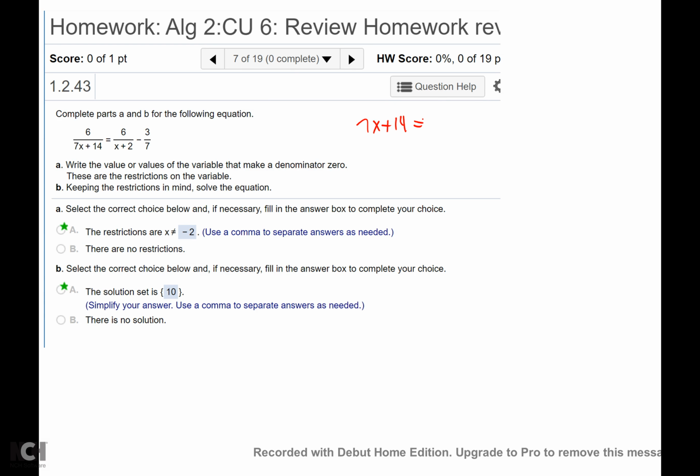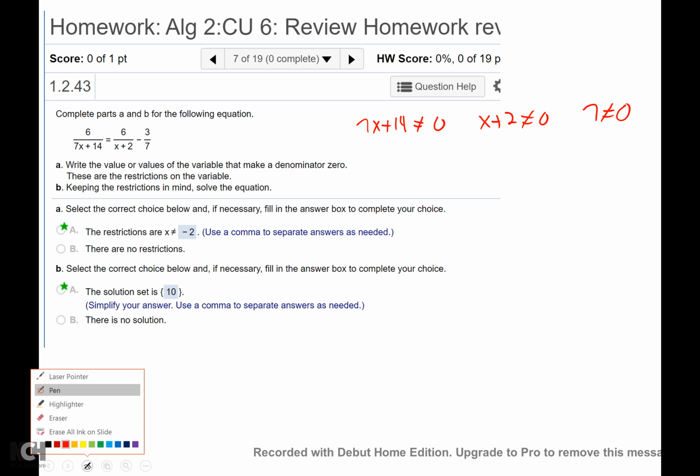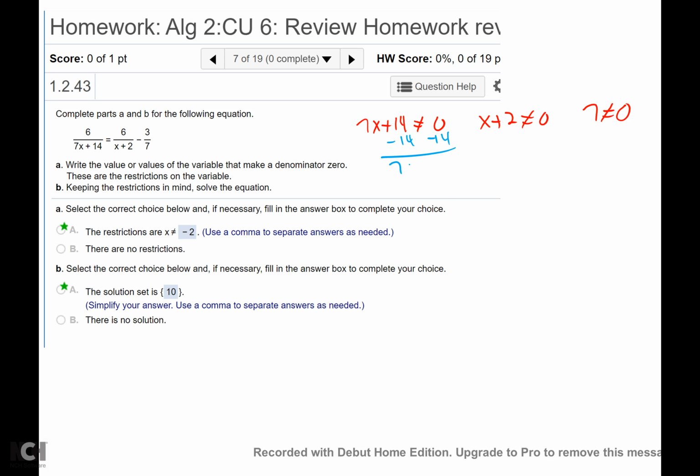Denominators may never equal 0. So I set each denominator to not equal 0 and get x alone. Minus 14: 7x may never equal negative 14. Divide by 7: x may never equal negative 2. Minus 2, minus 2: x may never equal negative 2, which I already knew. This one doesn't even have an x in it, so there's no drama, no restrictions. So the restriction is x can never equal negative 2.